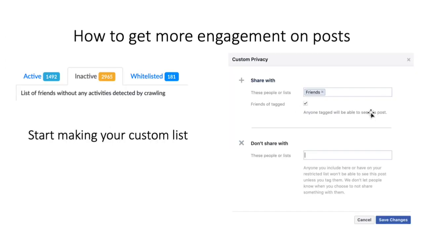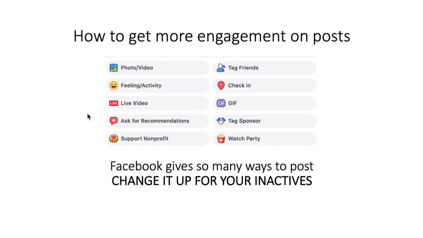So that would be, say you add your inactive list here and you have 100 people, or the other way, you take your active list and you don't share with those people, so you're only sharing with these people, and also maybe your whitelisted people you might want to add in as well. So you can start sending all sorts of different posts to these people. Try GIF images, try different photos or videos, try the little feeling things, try doing a live video, try asking for recommendations, try doing a nonprofit. Try so many different things that are available here to try to get those inactive people to engage.